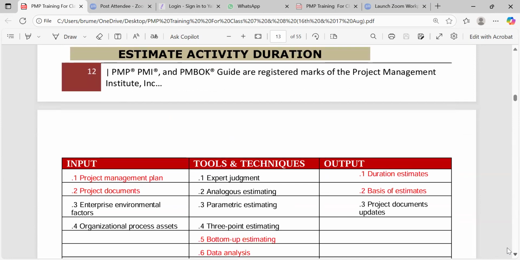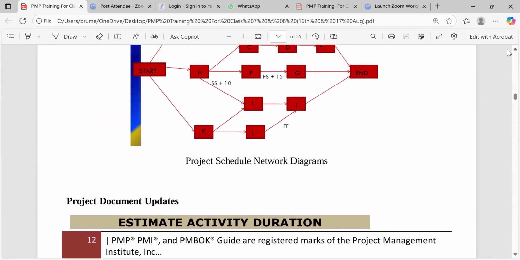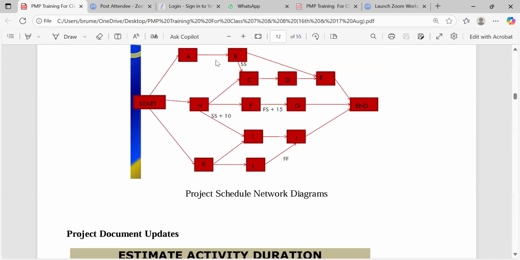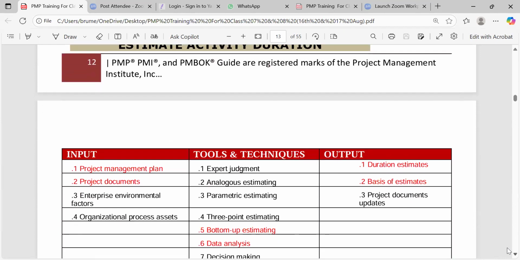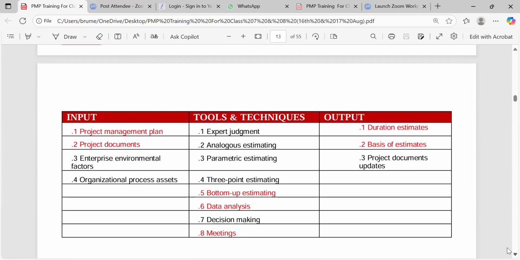Okay, so now that we have the critical path, when you look at the network diagram, you see that the duration was not stated. No duration was stated, right? We just see A, B, C, D. They didn't tell us how long. So after the sequencing, we move to the next phase, which is estimate activity durations. Now we cannot tell how long it will last. This brings us to estimate activity durations.